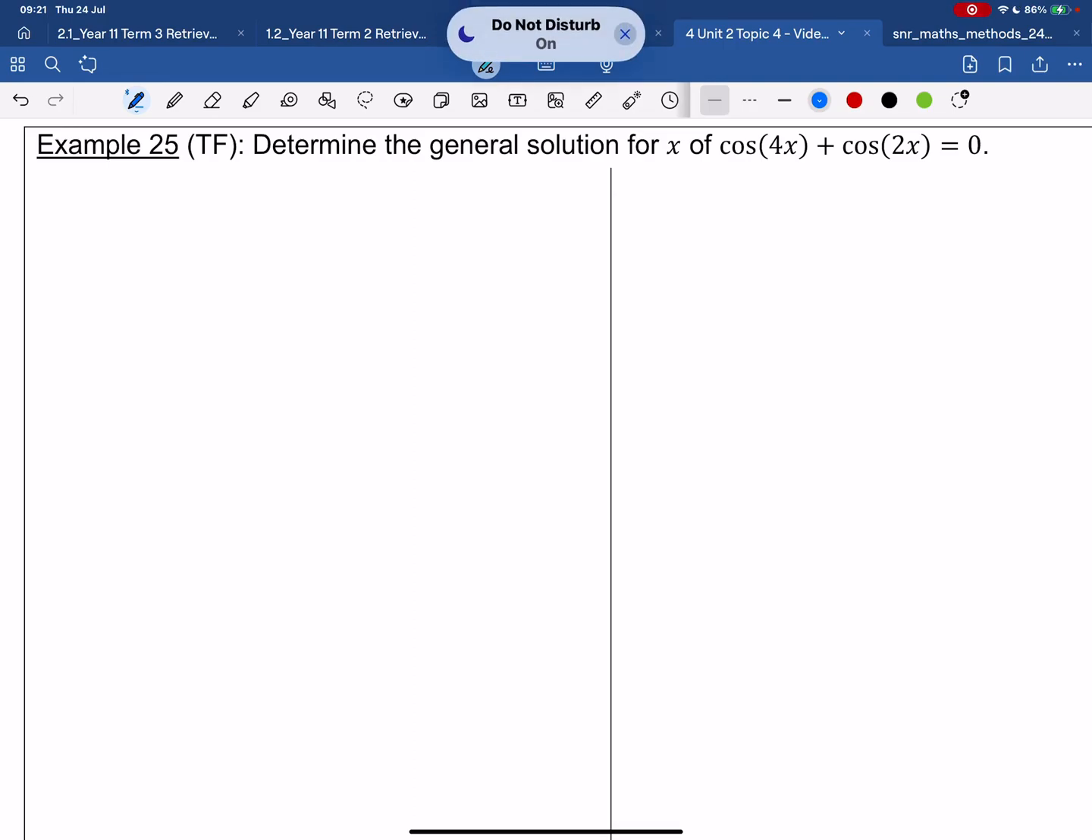All right, in this question, we're needing to find the general solution of cos 4x plus cos 2x equals 0. Now, if we had been in methods, we wouldn't be able to do this because we can't change our domain. Cos of 4x is not equal to cos of 2x, so I can't simplify it. So I need to use another method.